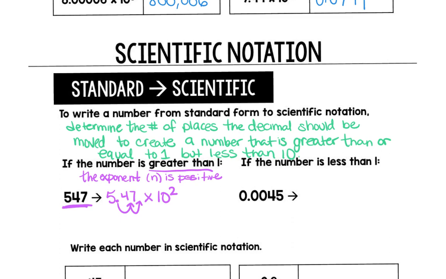Vice versa, if the number is less than 1, like this number right here, we know the exponent is going to be negative. And again, we have to figure out where we are going to put that decimal so that the starting number A is between 1 and 10. So it's going to be 4.5 times 10 to the, let's figure this out here. We have 1, 2, 3. So this is 10 to the negative third power.